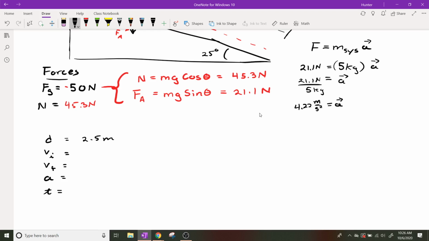Do we have the VI? Do we have the DI? Sorry, do we have the VI? 0? Okay, 0 meters per second. Good. VF? Question mark, right? Do we know the acceleration? 4.22 meters per second squared. Do we know the time? No. Okay, so we're going to have to find some way to be able to get this.